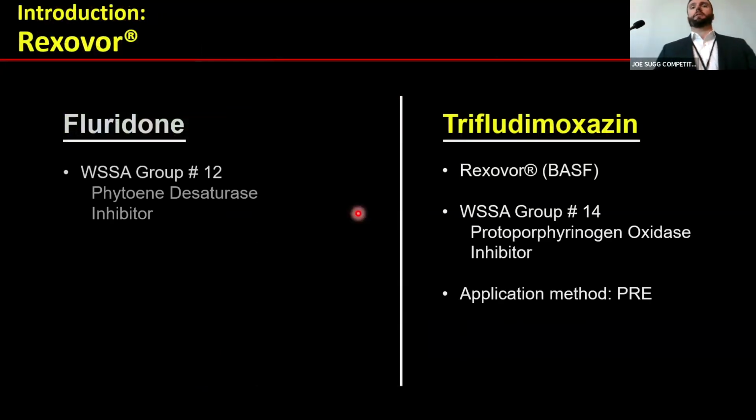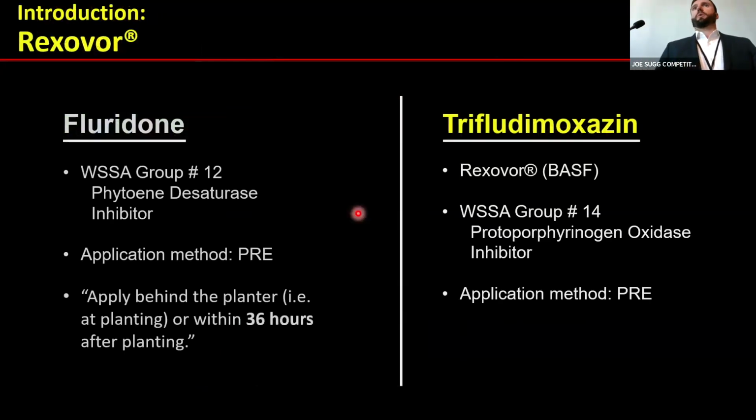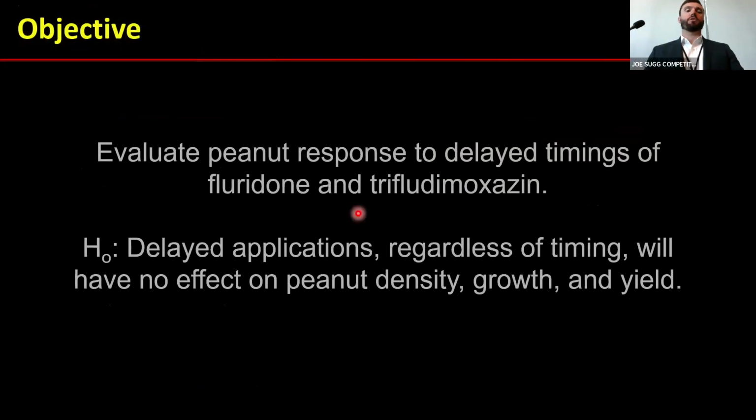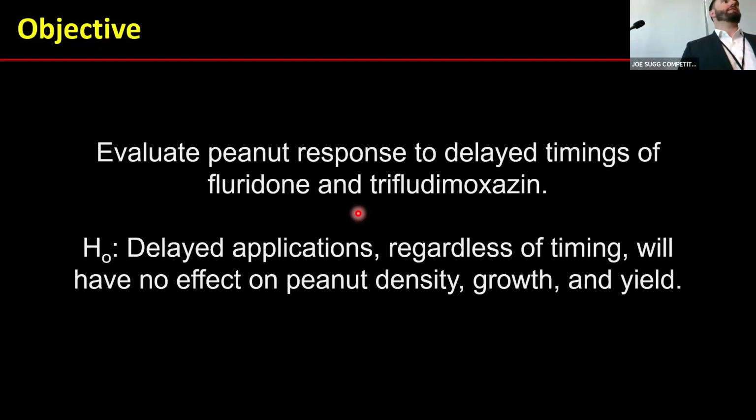And so in addition to fluridone, Brake, the University of Georgia weed team is always looking to evaluate new herbicides for their potential use in peanut production. And so trifludimoxazin, a BASF product, Rexivor, we've been evaluating it as a herbicide, but now looking at it for these delayed applications as well. And so the overall objective is to evaluate peanuts' response to delayed timings of fluridone and trifludimoxazin, specifically beyond that 36 hours. And so the null hypothesis for this study is that the delayed applications, regardless of timing, will have no effect on peanut density, growth, and yield.